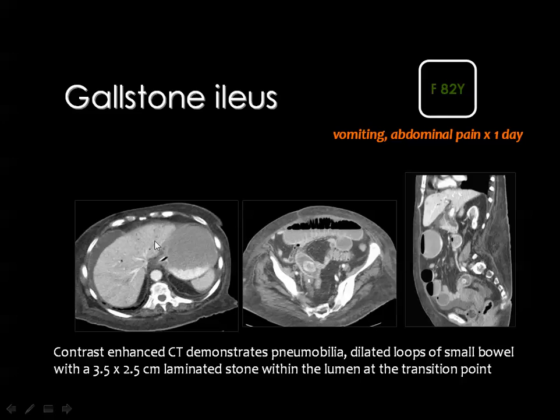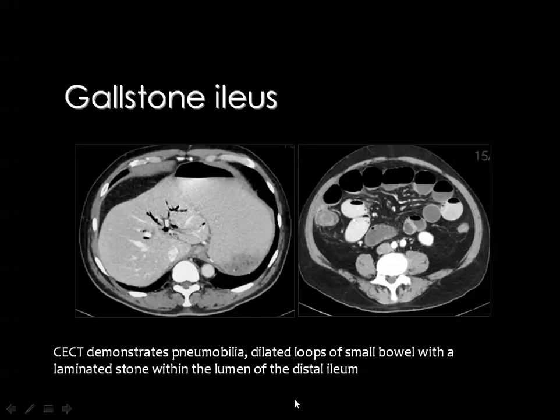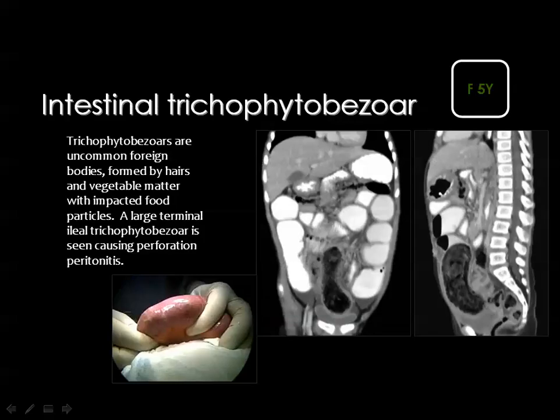This is also a case of gallstone ileus. You can easily see air in the biliary tracts, and you can see a small bowel obstruction with air fluid level, and you can identify the stone within one of the ileal loops. Another case of gallstone ileus, you see air in the biliary tree, and you see dilated small bowel with multiple air fluid levels, and you can locate the stone. This is the triad for diagnosis of gallstone ileus.